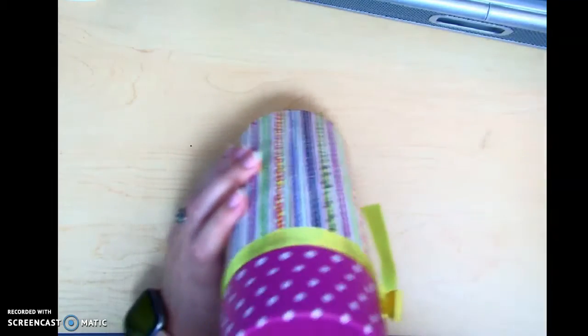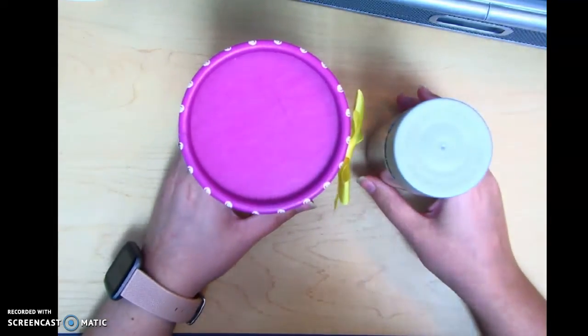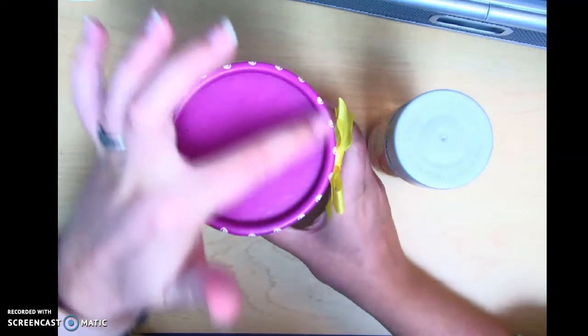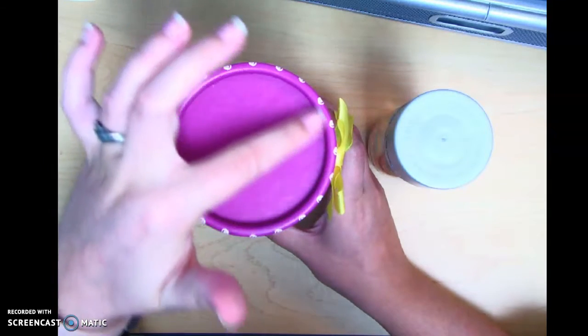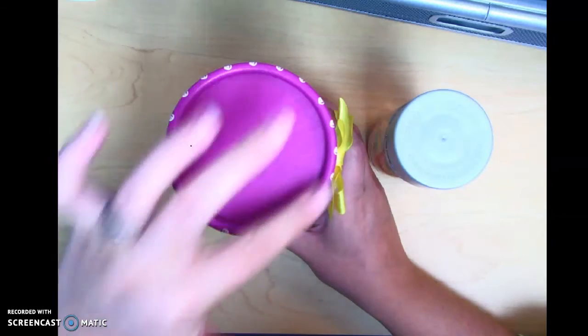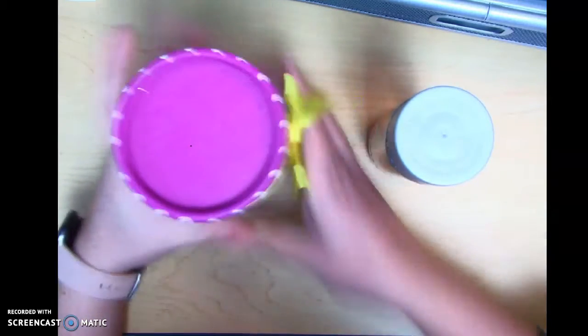Today we're going to be talking about circumference. Circumference is a really fancy word for how far around an object is. So what's the distance around? So how big around is something?